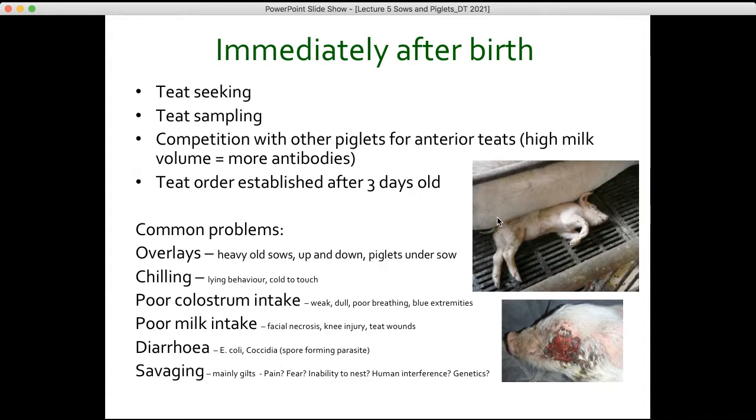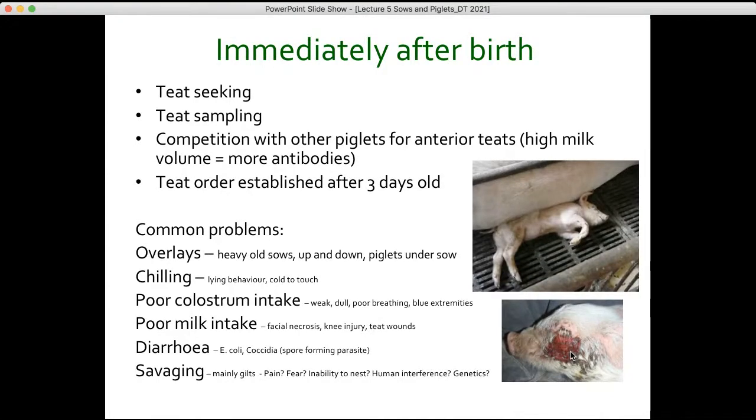Poor milk intake is another common problem. Often you'll see clues of poor milk intake when you spend enough time in a farrowing house. So some clues might be this facial necrosis injury. So that is from the piglets biting their litter mates' faces, and that's usually because of increased competition for milk. So that would suggest, if you get a lot of these types of injuries, that you've got an issue with milk production in your sow.